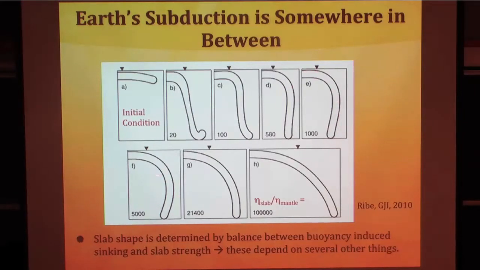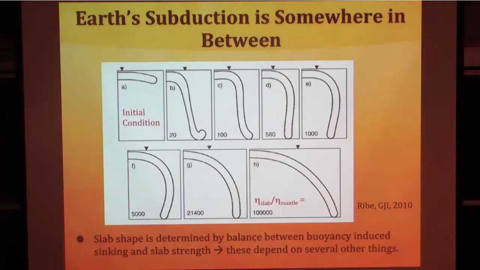okay? As you go really strong, you can get these really shallow dipping slabs that basically just can hold their dip really far, and then the front will basically tip down. Okay, so the real mantle probably is somewhere in here. It's a factor of 1,000 or so.